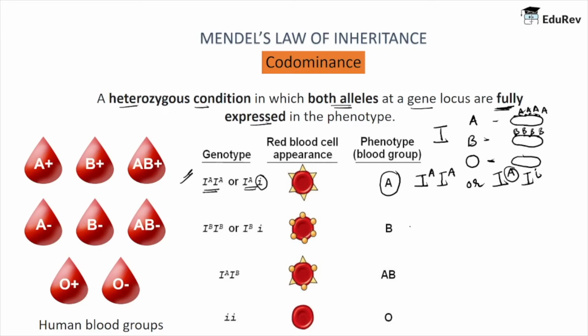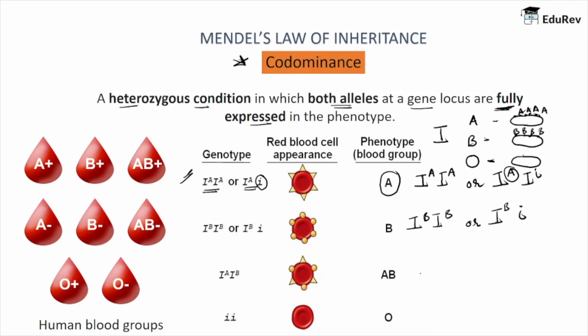Now if we talk about blood group B, here IB and IB give blood group B. Or in the heterozygous condition, IB and small i will also give blood group B. Now, where is codominance in this case? Because in both the conditions, one allele is dominating. IA is dominating over i, and IB is also dominant over the small i. But we are talking about codominance here.